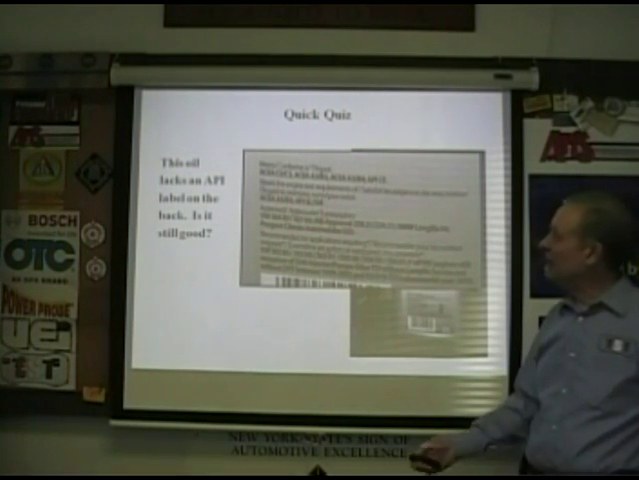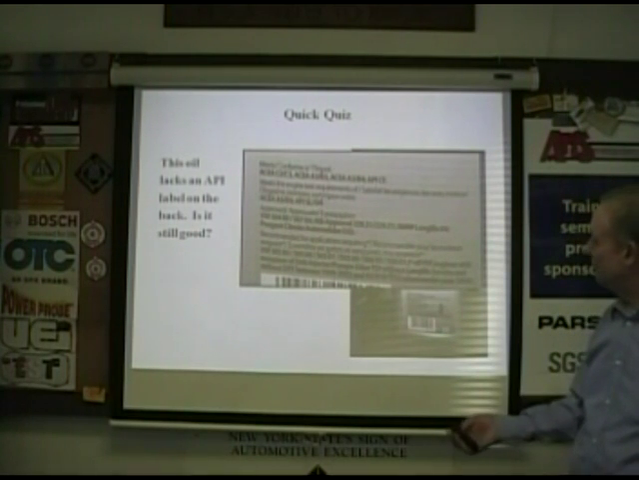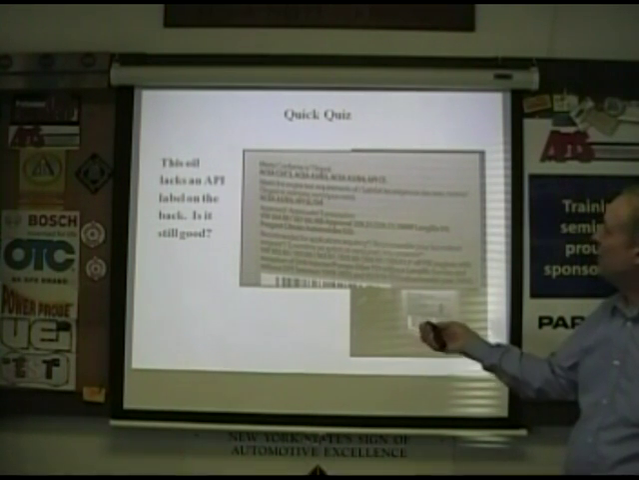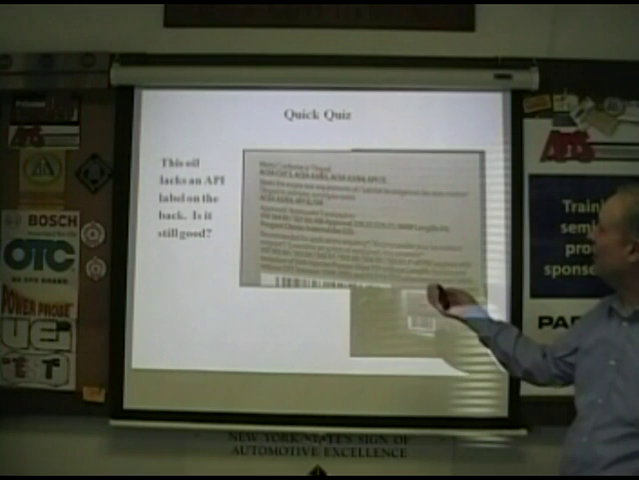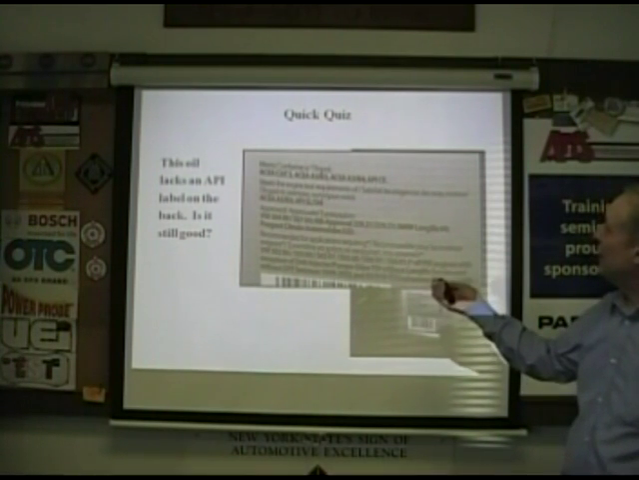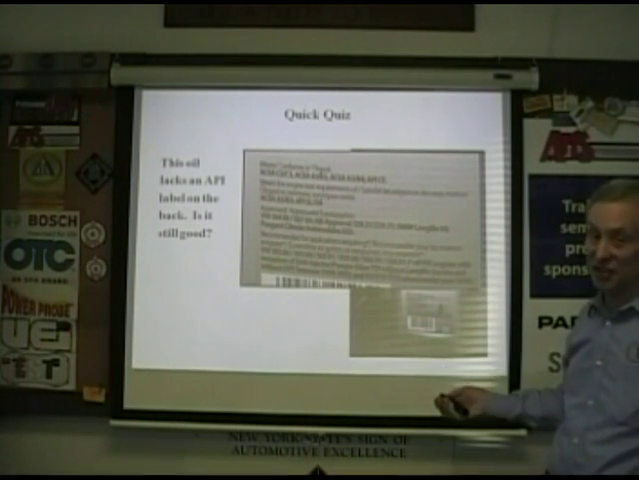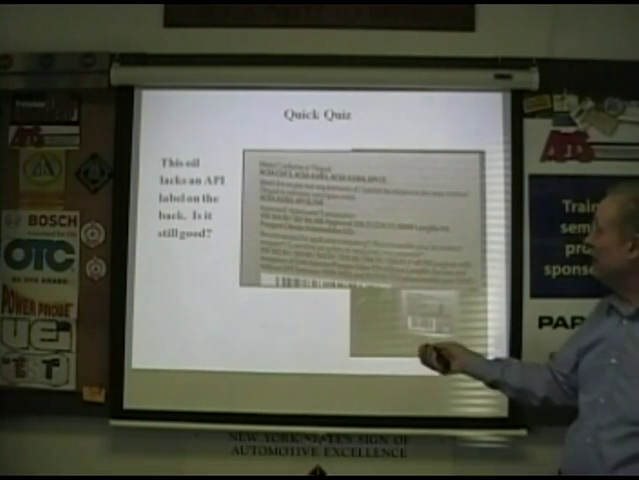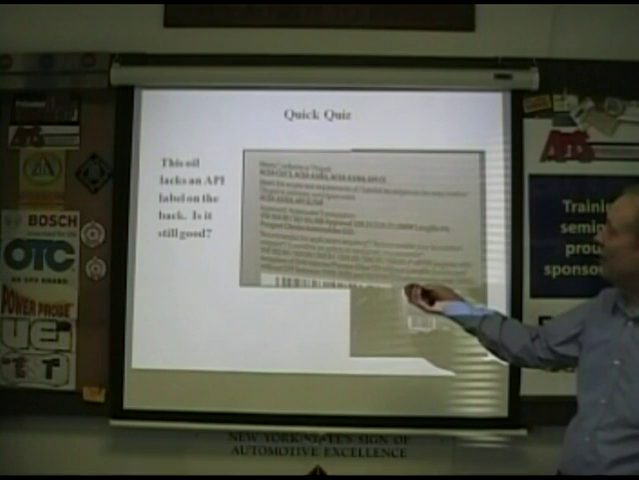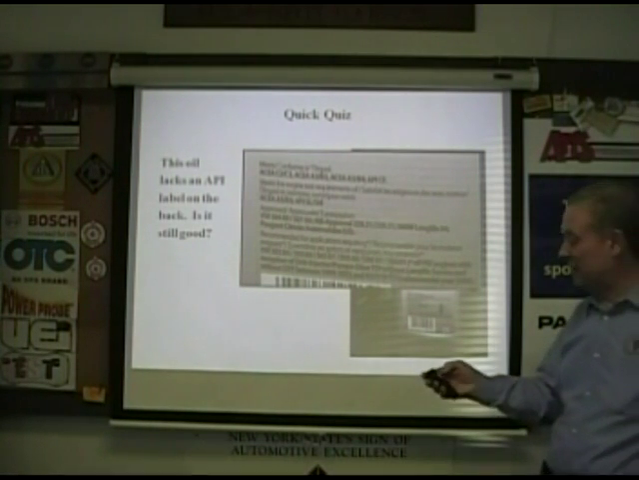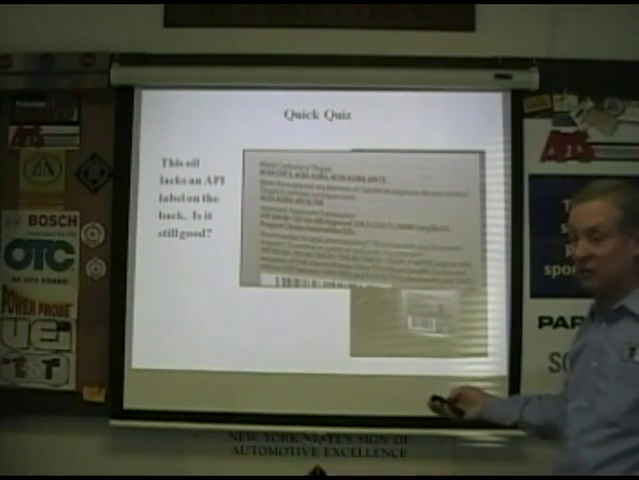This oil lacks an API label on the back. Is it still good? Again, if you got to meet that spec. It meets all these ACEA specs, A3/B4 and so forth on down. API, it has an API CF spec. All right, it's a compression ignition spec. Actually, it says SM on it, API. There's actually something in that slide that's a little screwy. The bottom line is if it doesn't have an API spec on it and you need an API spec on your oil, the answer is no.